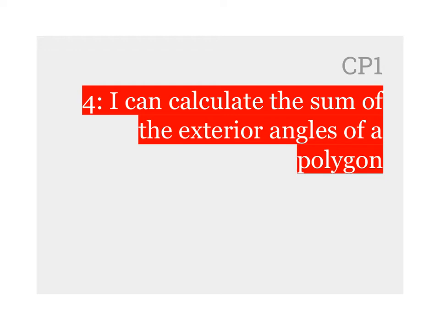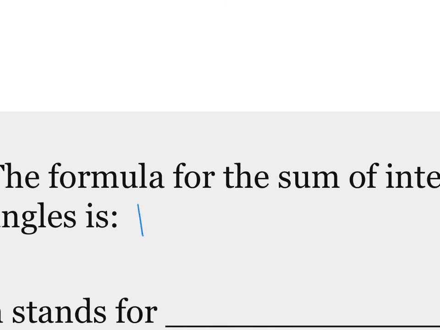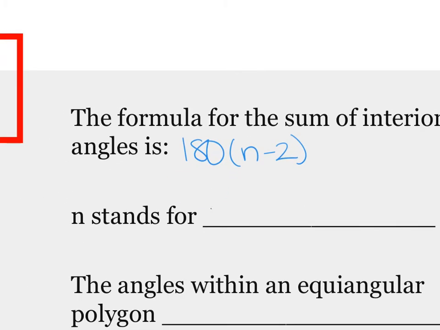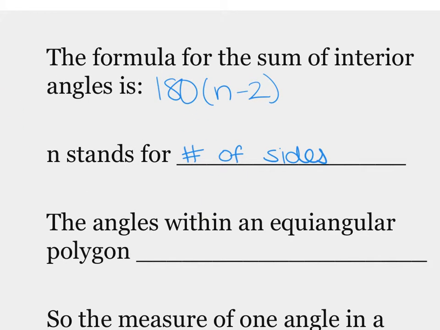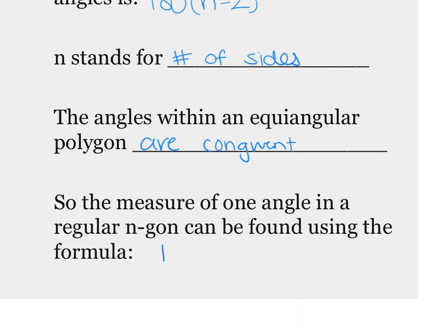On CP1-4, we'll be calculating the sum of the exterior angles of a polygon. To review from yesterday's lesson, we talked about the sum of the interior angles, and we found the formula 180 times n minus 2, where n stands for the number of sides, and the angles within an equiangular polygon are all equivalent or congruent. So the measure of one angle can be found by taking that sum, 180 times n minus 2, and dividing it by the number of sides we have, n.